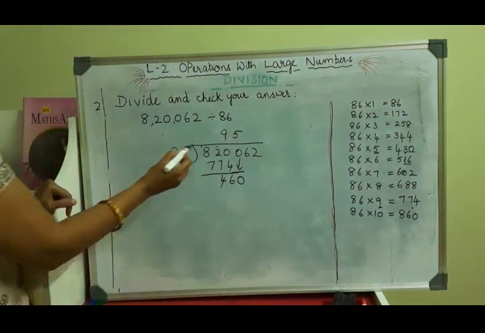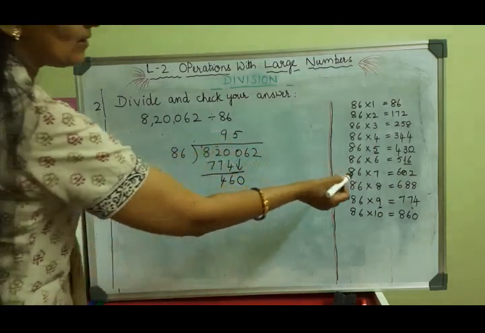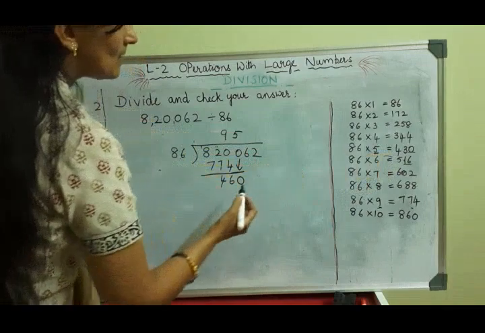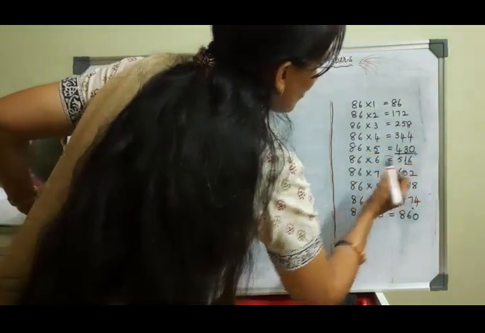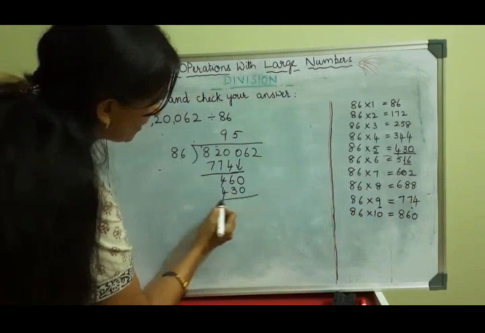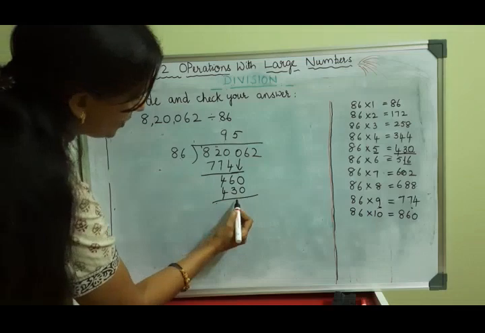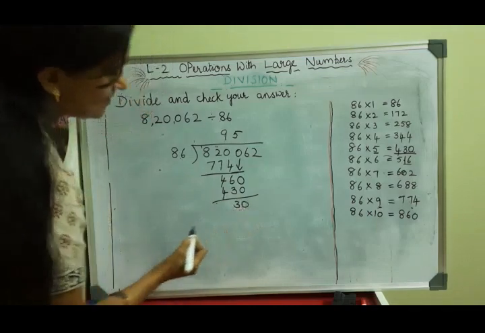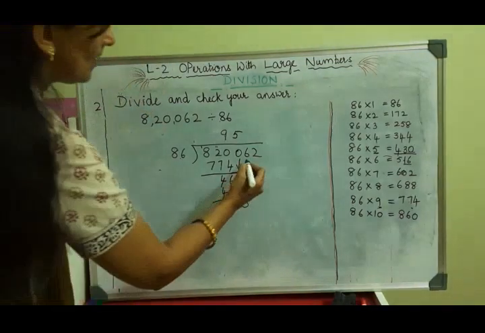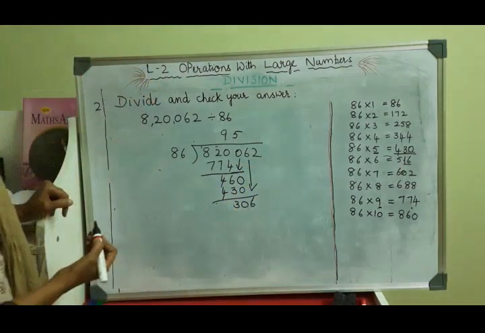Now you have to multiply 86 by 5. You need not multiply. We have the multiplication table here. Straight away take this: 86 5s are 430. Subtract 430 from 460. It is 30. Right. Bring 6 down. It is 306.